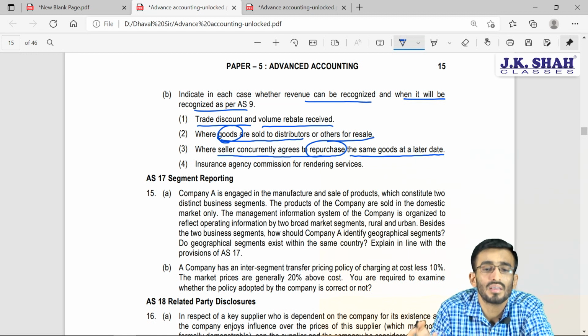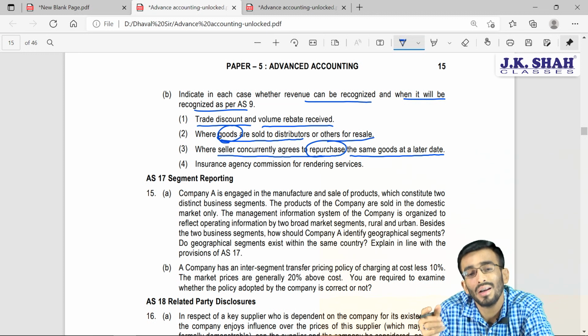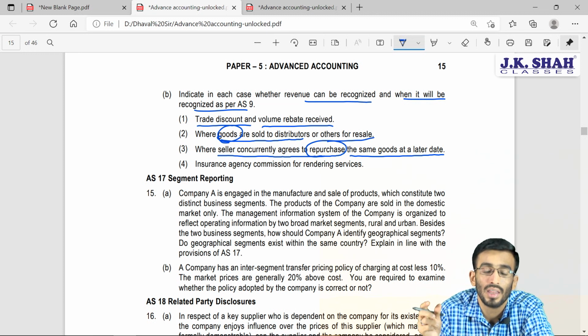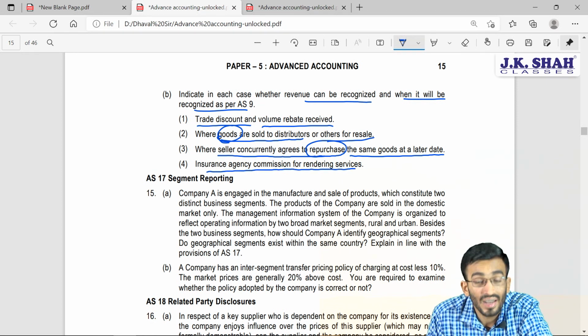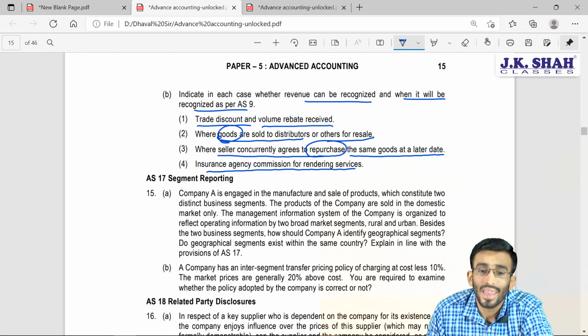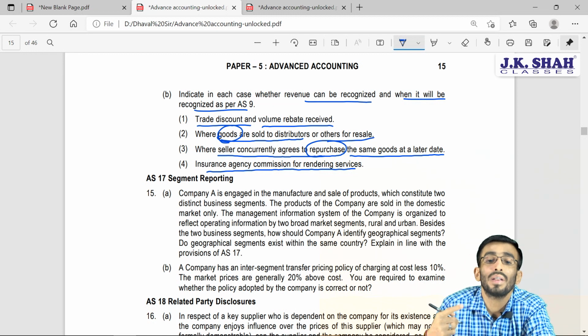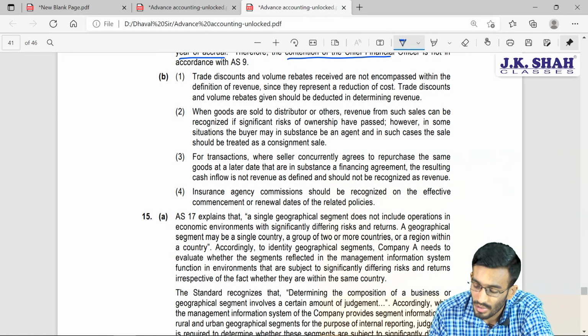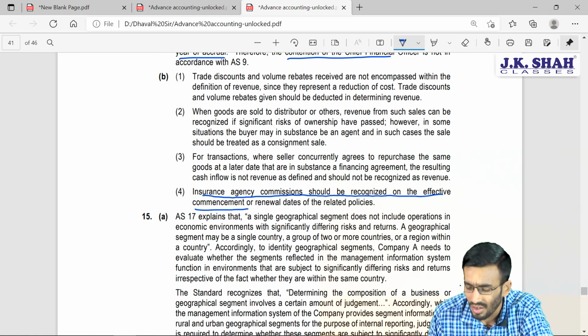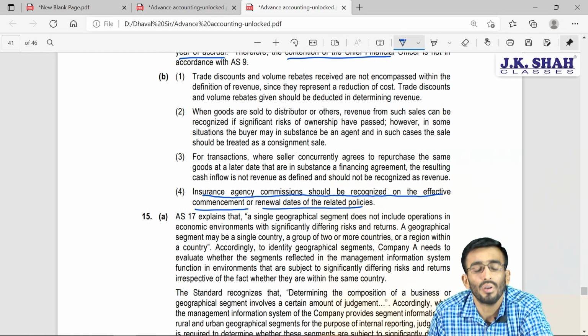Here you cannot recognize revenue. This is nothing but a financial arrangement. Here the loan interest, or I can say interest with respect to this financial arrangement, that is 50,000, should be recognized on accrual basis. Next, insurance agency commission for rendering services. So obviously agency commission can be recognized only and only on effective commencement of the insurance. So here you can see all the answers are mentioned. So insurance agency commission should be recognized on the effective commencement or renewal date of the related policies.